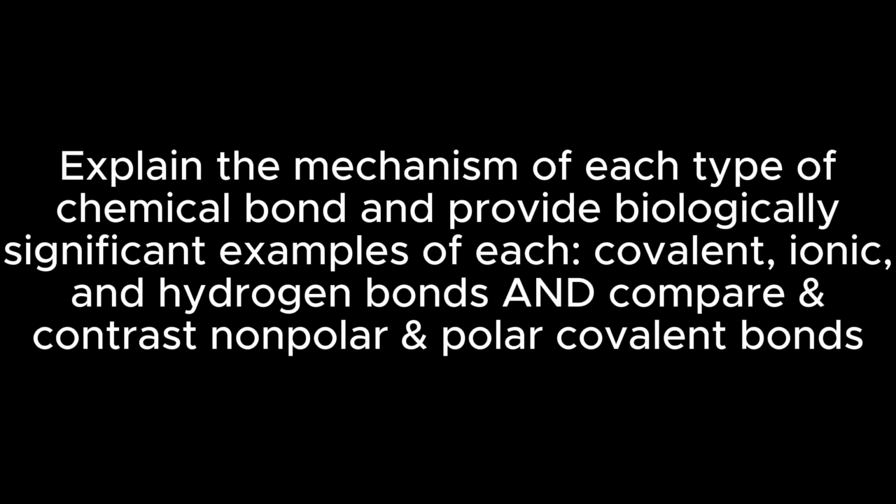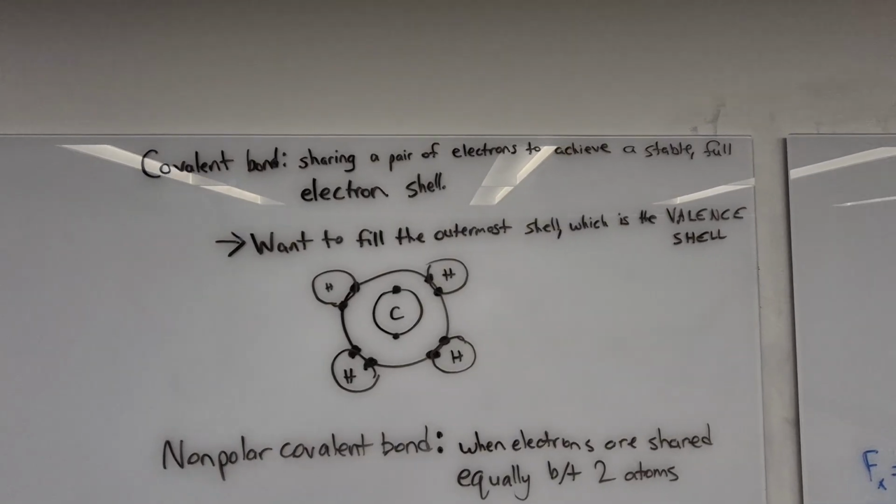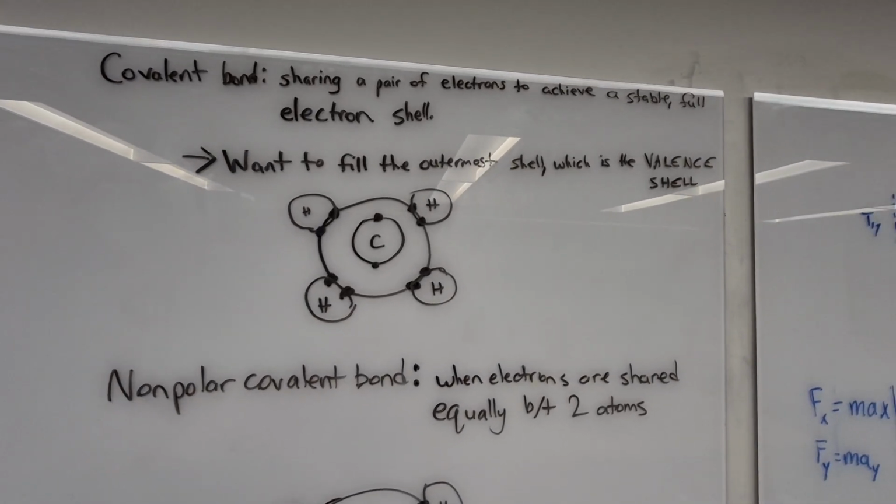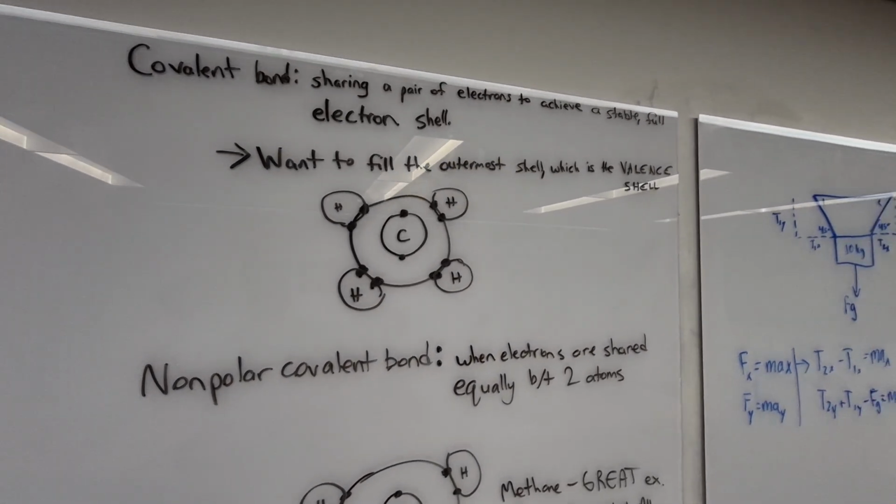Explain the mechanism of each type of chemical bond and provide biologically significant examples of each: covalent, ionic, and hydrogen bonds, and compare and contrast nonpolar covalent and polar covalent bonds. So a covalent bond is when you share a pair of electrons to achieve a full stable electron shell.